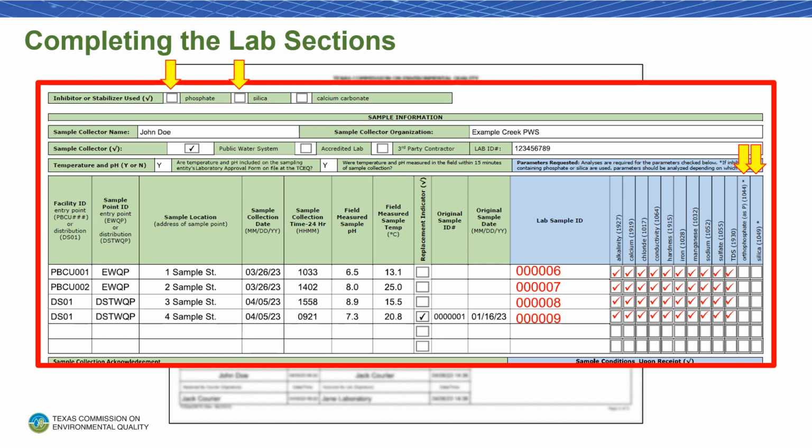If the public water system has indicated that phosphate or silica were used as an inhibitor or stabilizer, then the corresponding samples need to be tested for orthophosphate and silica. Make sure that this is marked in the last 2 columns. If the public water system hasn't marked that phosphate or silica were used, like in our example, then the lab is not required to test for these parameters and the corresponding spaces should be left blank.